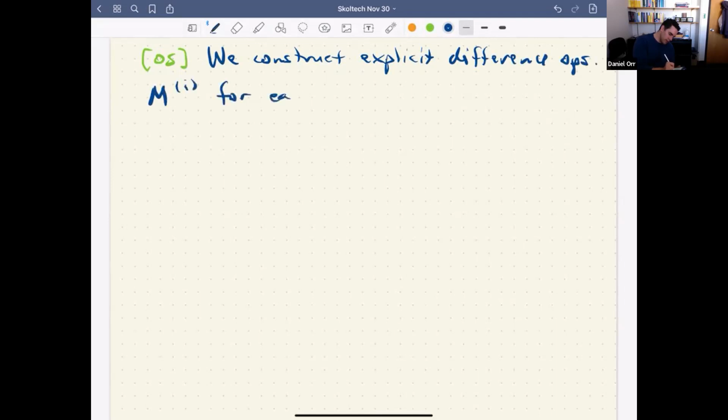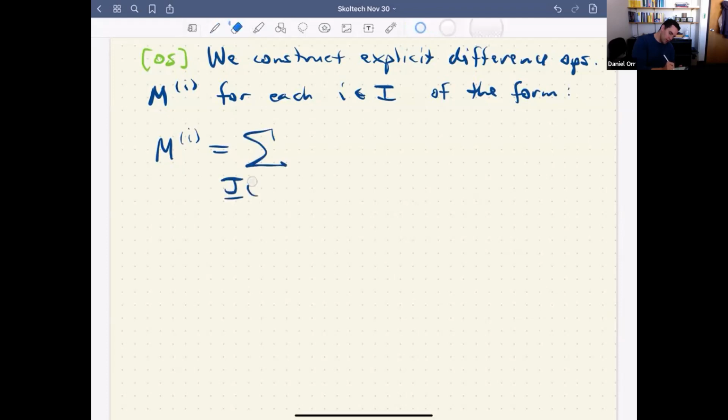I for each I in I of the form. So kind of the key of what we're doing is that everything is very explicit and concrete. So we have M_i looks like this. So it's a sum over some combinatorial objects, which I call J underline. So this is J and X underline, which I'll unpack in just a minute. And there's a sign, and there's something here. And then there's a translation.